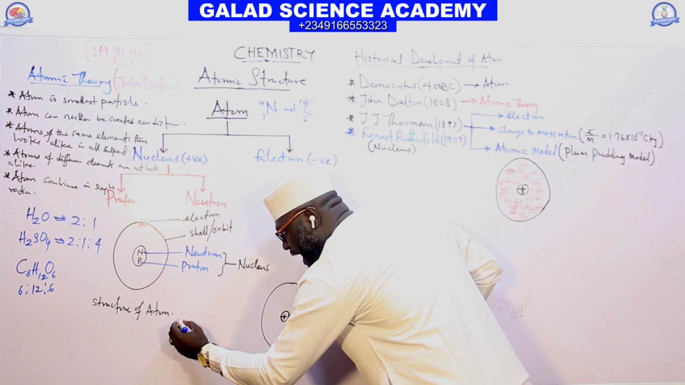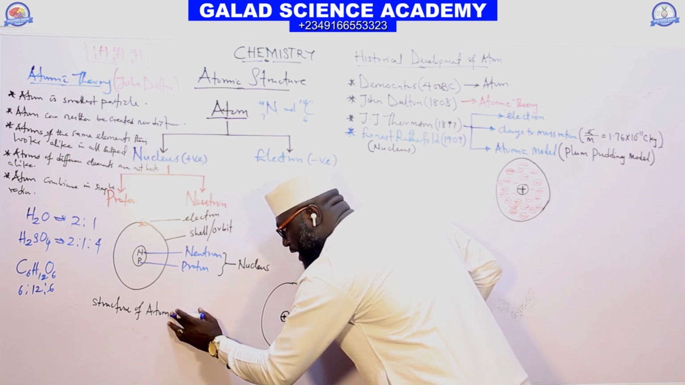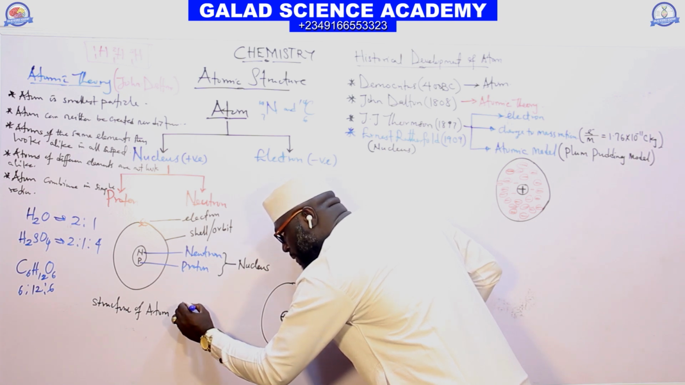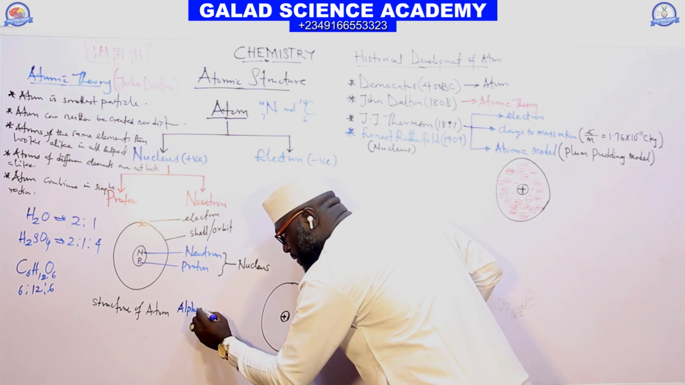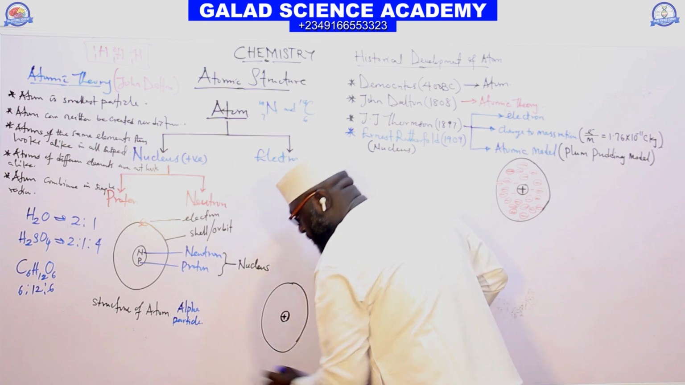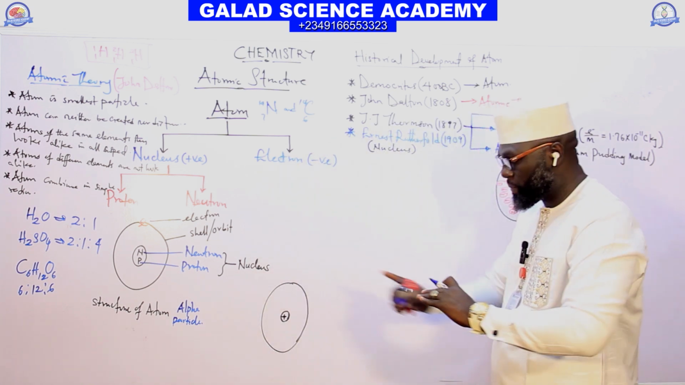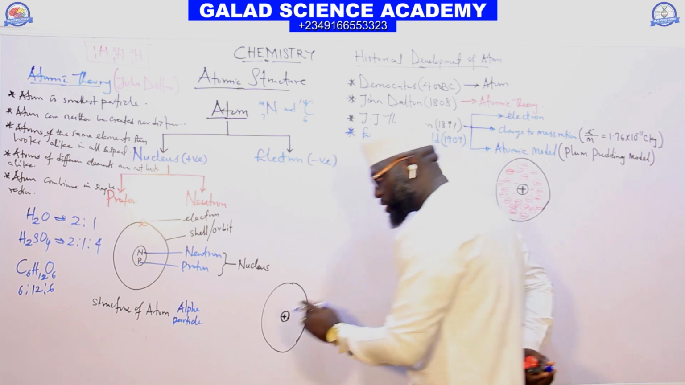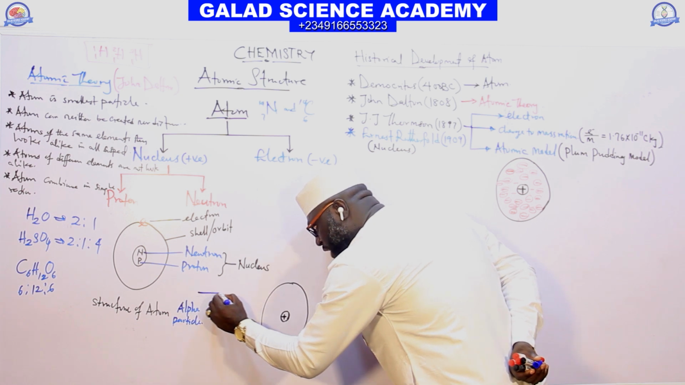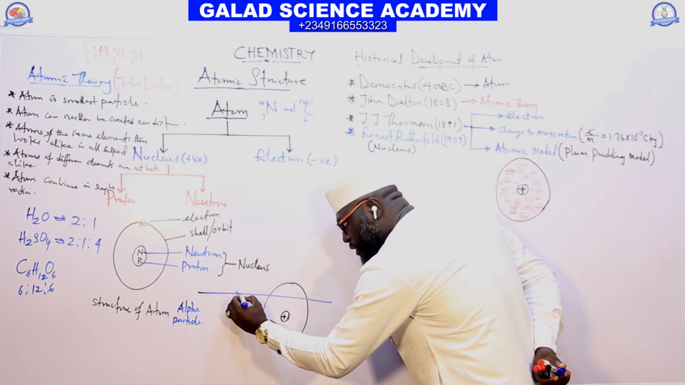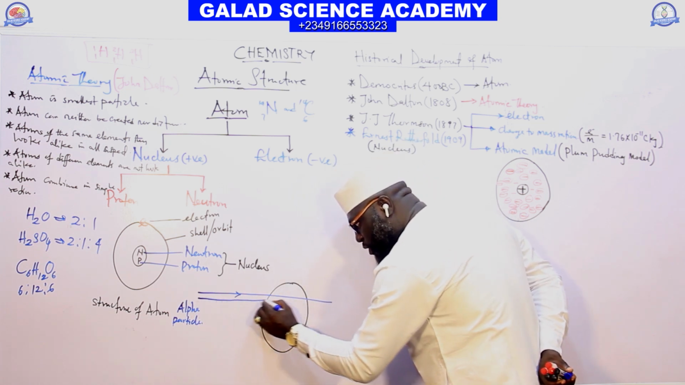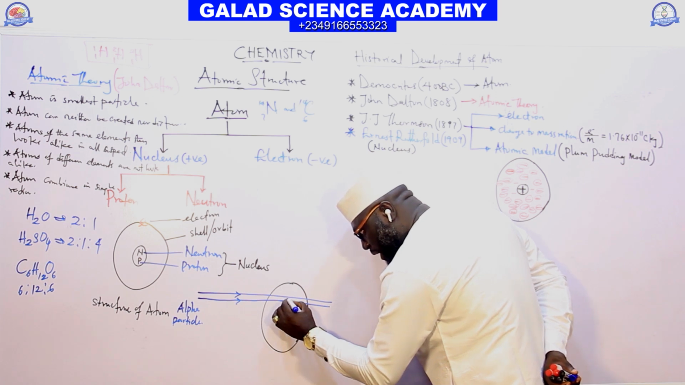Let me say we have an alpha particle here, as a radioactive element or source. So when the alpha particle is coming from here, this is the direction of the alpha particle. On getting to the atom, the ray passes through the atom. Another alpha particle coming like this passes through the atom.